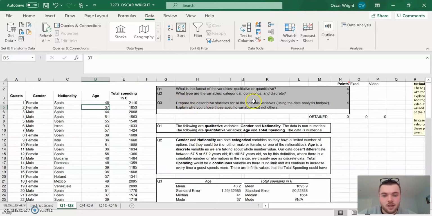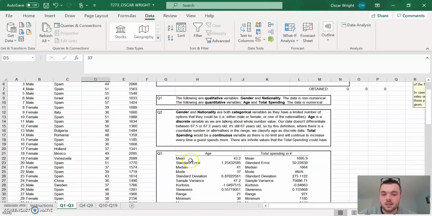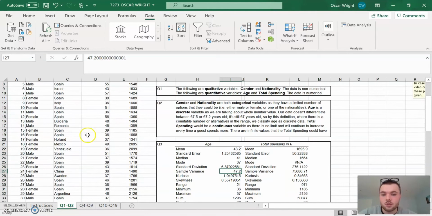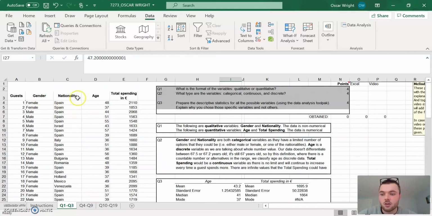Question number 3. Prepare the descriptive statistics for all the possible variables using the data analysis tool pack. Explain why you chose those specific variables and not others. Okay, so first of all, we're going to choose the age and the total spending as our 2 variables to produce the descriptive statistics for, as these are numerical values. As we can see here, the descriptive statistics are all numerical values. And so it would be impossible to produce those for the categorical variables like gender and nationality.